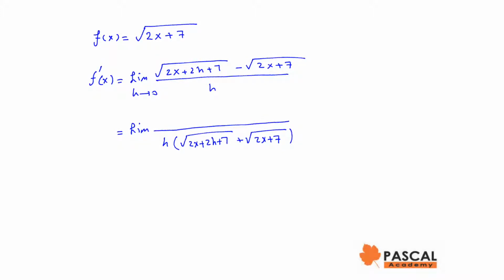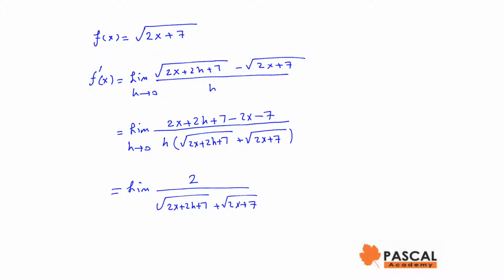And by doing this, we have 2x plus 2h plus 7 minus 2x minus 7 in the numerator of the function. The limit would be the same as the limit of 2 over the square root of 2x plus 2h plus 7 plus the square root of 2x plus 7 as h approaches 0, which is 1 over the square root of 2x plus 7.